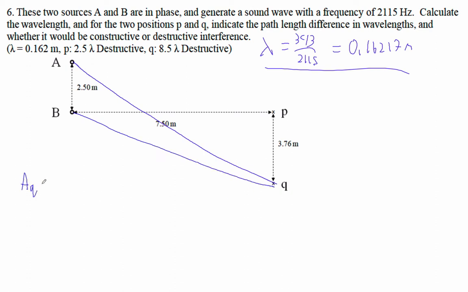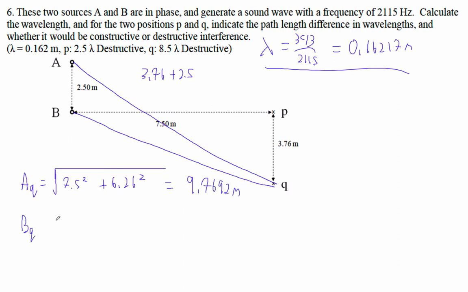Okay, so AQ is the square root of, oh, come on. In the X direction, it's 7.5 squared. And in the Y direction, it looks like 2.5 plus 3.76. 3.76 plus 2.5 is 6.26, squared. Let's figure that out. Square root of 7.5 squared plus 6.26 squared, that's 9.7692 meters.